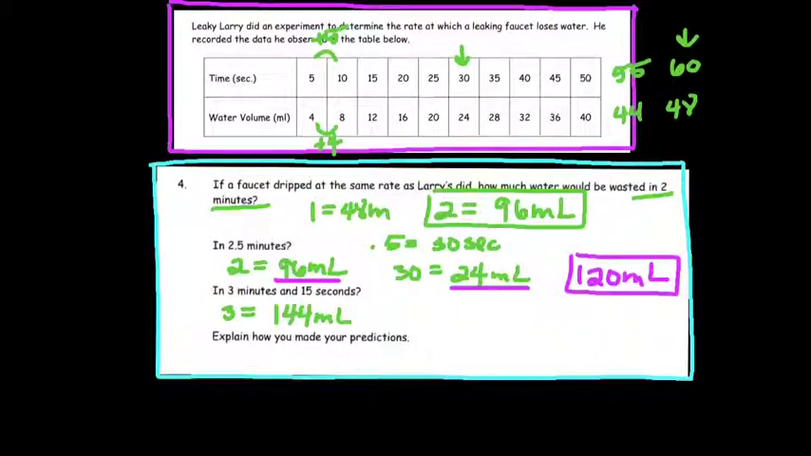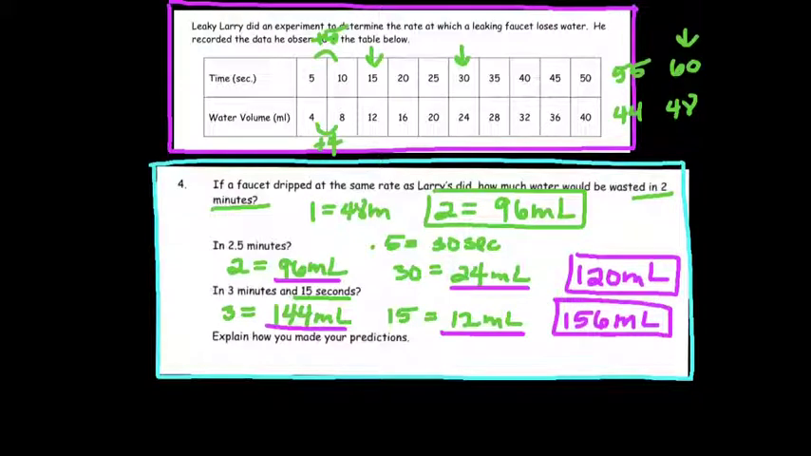And then I'm going to add 15 seconds to that. That extra 15 seconds is here on my table. I know that in 15 seconds I lost 12 milliliters of water. So if I put that all together, I would have 144 plus 12, which would give me a total of 156 milliliters that I've lost in 3 minutes and 15 seconds.